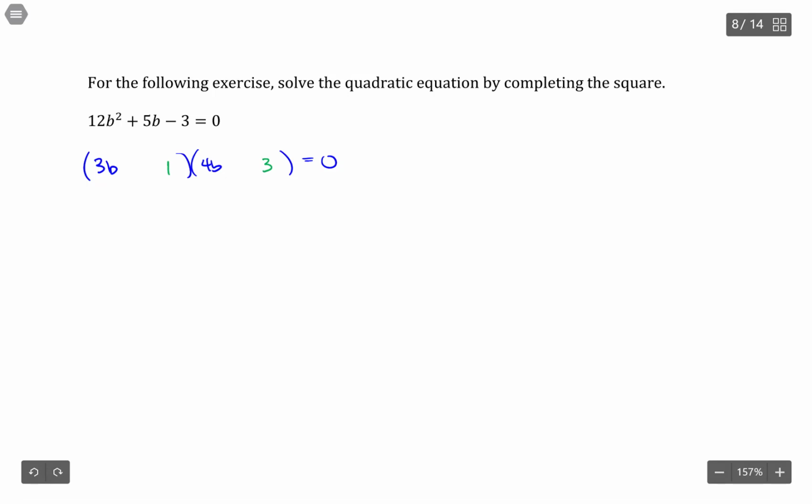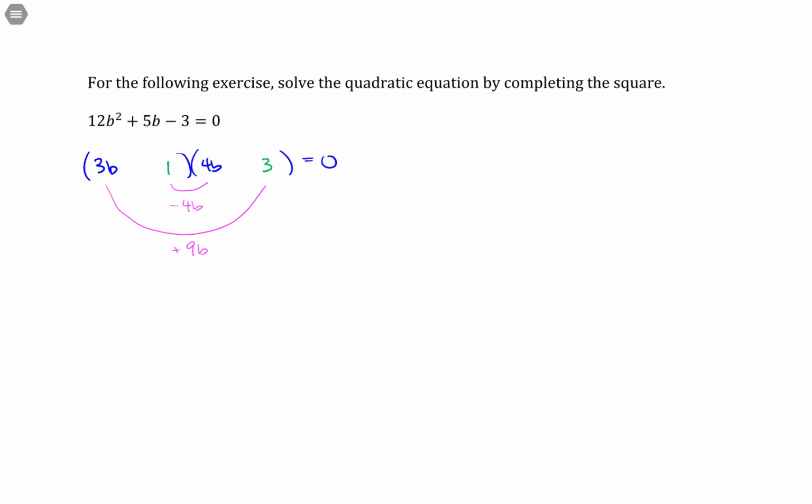So let's see what happens here. If I multiply together 1 times 4b, that would be 4b. And then 3 times 3b would be 9b. And I'm trying to get these to add up to positive 5. And if the 9b is positive and the 4b is negative, I think I can make that happen. So let's see what happens with the rest of it.